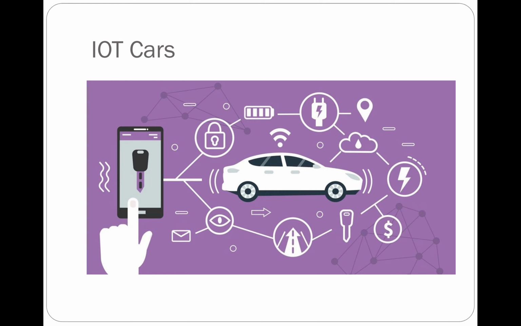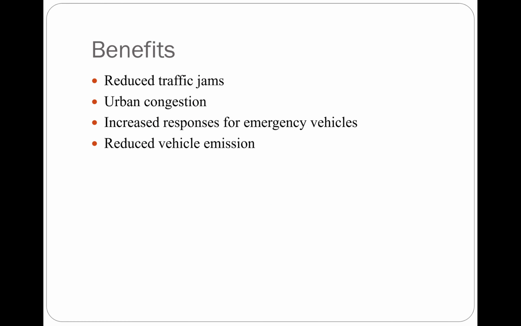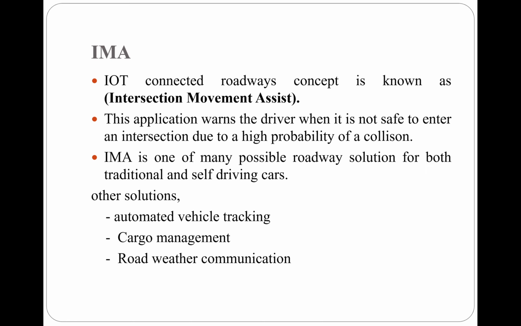And what are the benefits of the connected roadways? There are huge benefits of the IoT connected roadways. We can reduce the traffic jams because the IoT cars easily tell the route to avoid any congestion and traffic. So it increases responses for emergency. If it is the case of emergency vehicles, we can give space to that vehicle. Also, it reduces vehicle emission because we are using the shortest path to reach our location, which means there is definitely a reduction of vehicle emission. So these are done by using the concept of intersection and movement assist. This is the main concept in roadways.